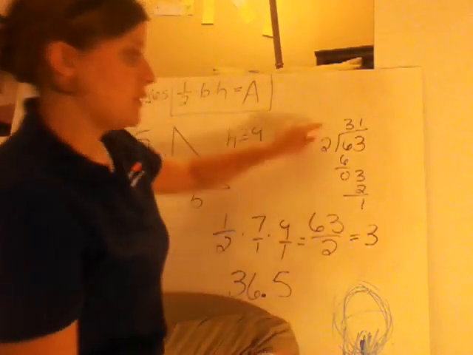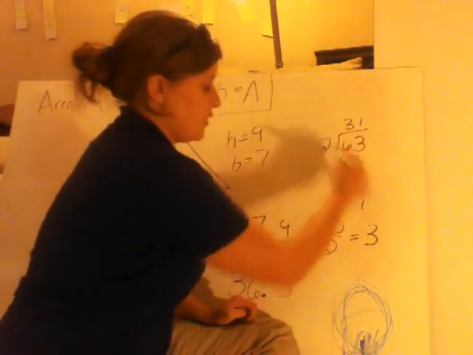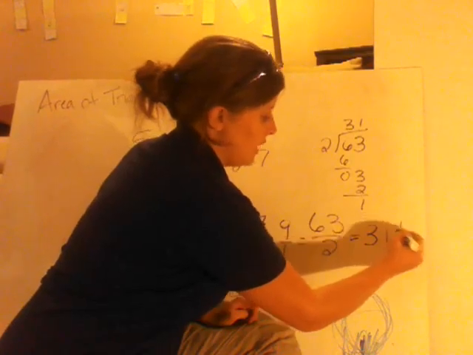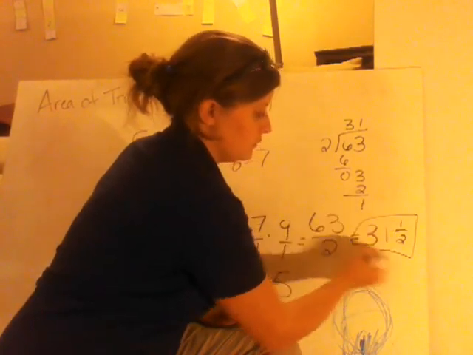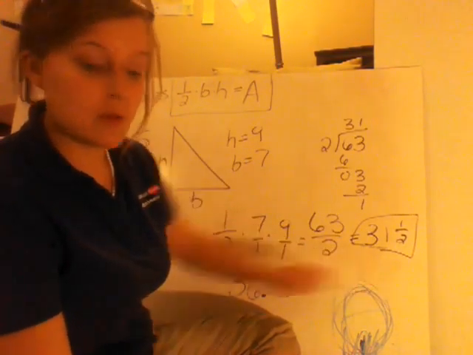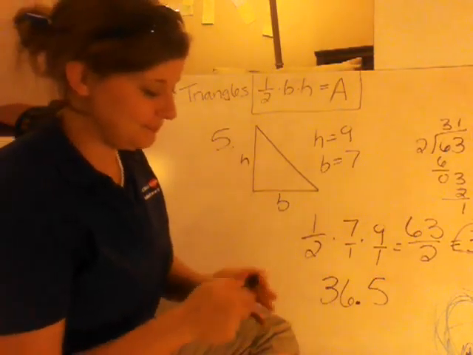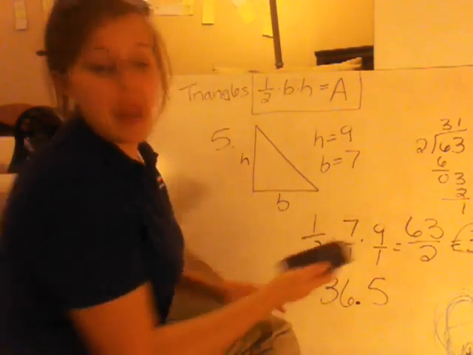Okay? This is how this works out. It's just a division problem. 63 divided by 2. So I've got 31 and 1/2. That would be as a mixed number. So I have an improper fraction, a mixed number, decimal. We're rolling along.